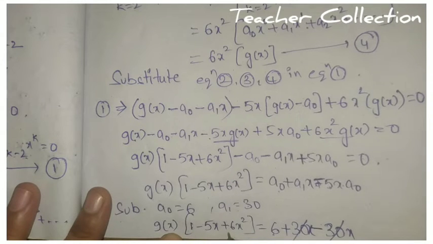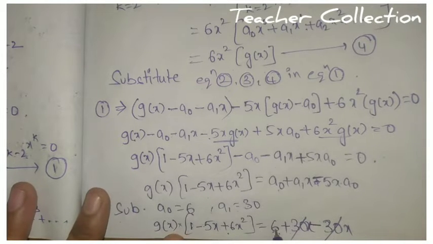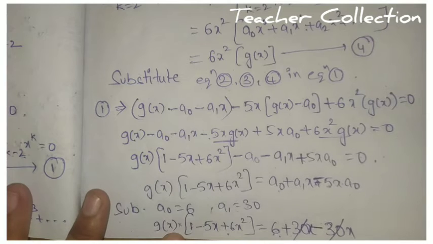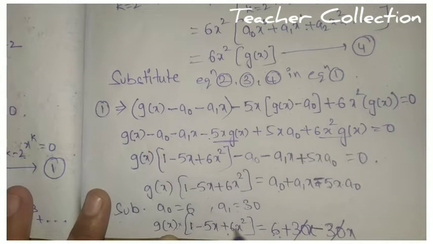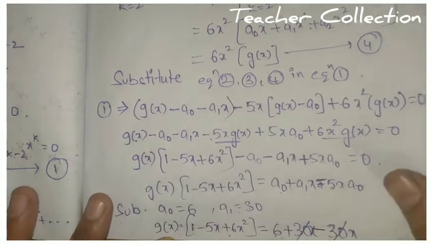Now I will change this to this side. These two are multiplication, so if we change this term to this side, it will become division. So in the next step we will get g of x is equal to 6 by 1 minus 5x plus 6x squared.